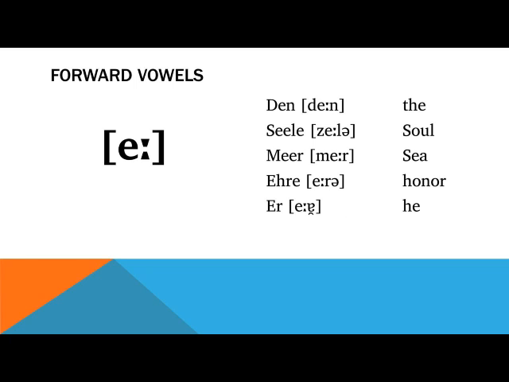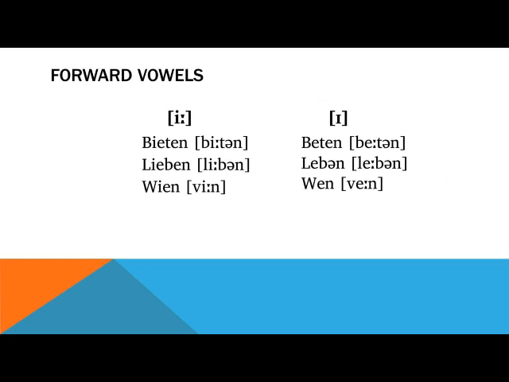And here are some words with the E sound. Dien, Seele, mir, ihre, ihr. Once more, since it's such a special vowel. Dien, Seele, mir, ihre, ihr.